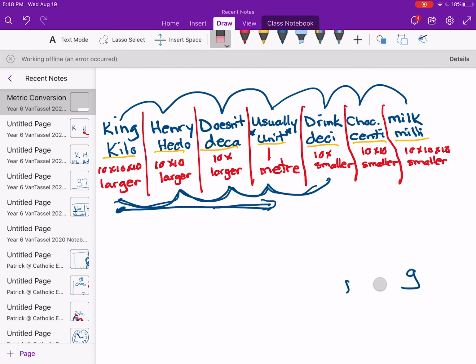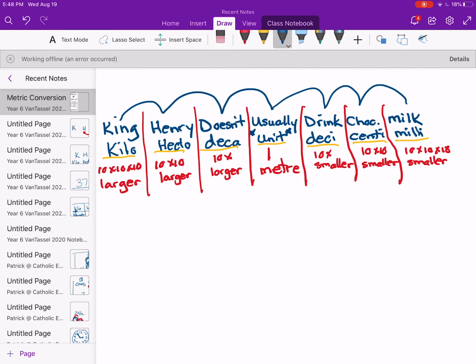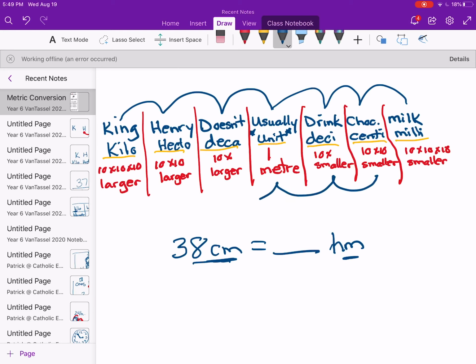Let's have it go the other direction for a second. Erase this. Let's pretend it was 38 centimeters equals how many hectometers? So I'm starting with centimeters and going to hectometers. So I start at the centimeters and I go 1, 2, 3, 4 jumps to get to hecto. So where's the decimal on 38? They have to know the decimal is right here.